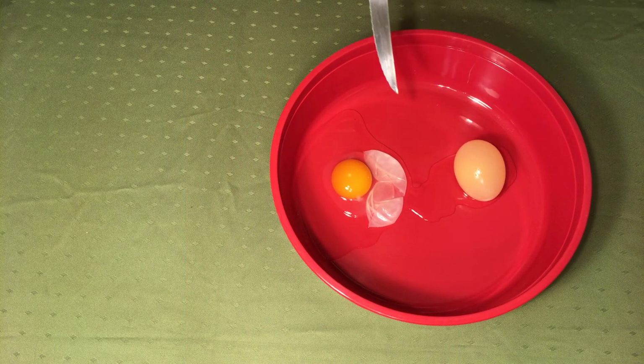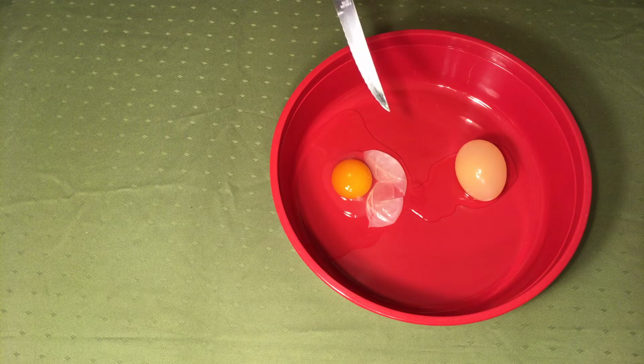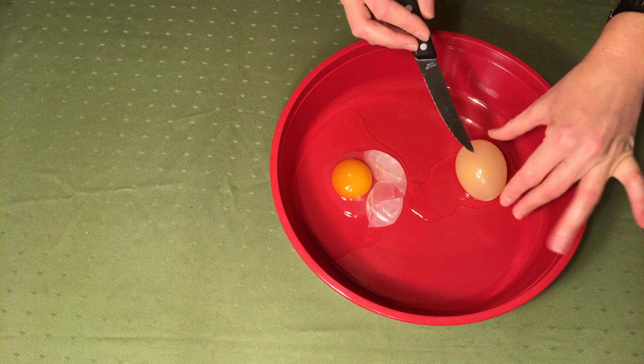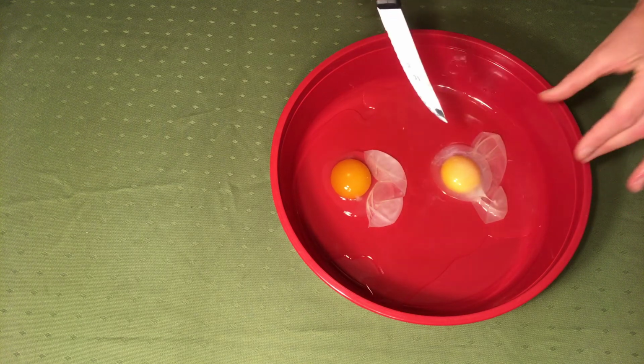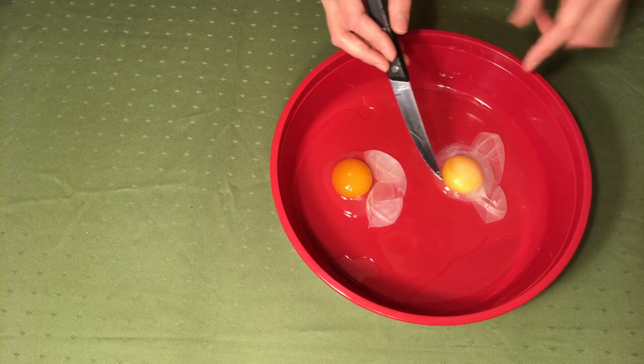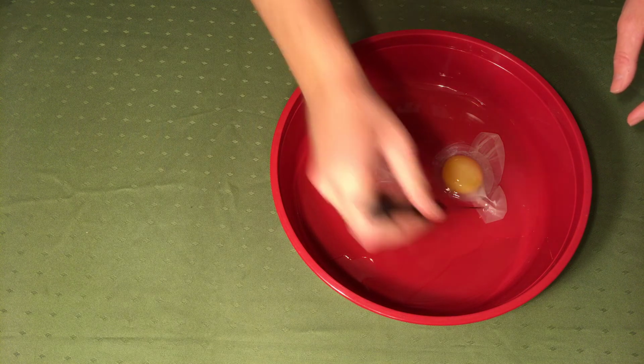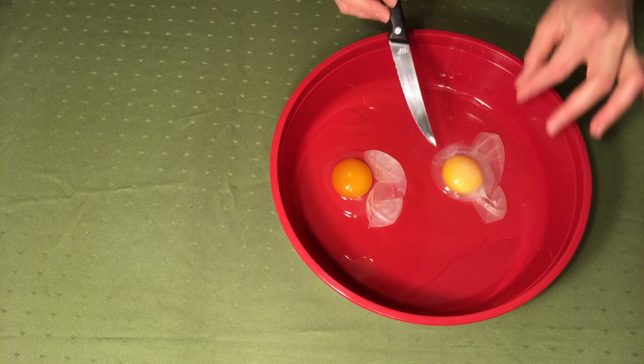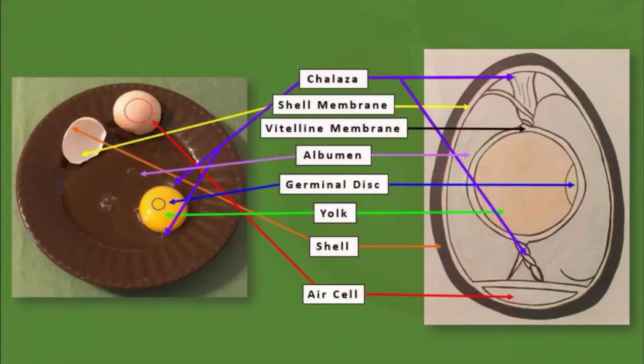Now, let's see if our second egg is fertilized. Fingers crossed, it is fertilized. Once again, the shell membrane was super simple to pop. But there are a couple major differences in these two eggs. First, there's an extra membrane, the vitelline membrane, that is only present in fertilized eggs.